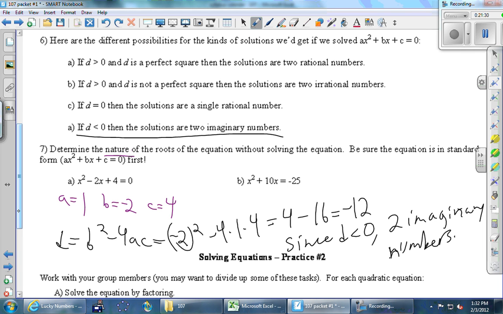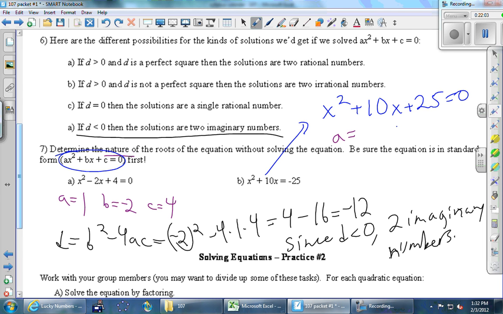Okay, and we're going to play the same game for part B. What's the one little twist before you do this discriminant business? How come? That's right. We've got to get standard form. And standard form means 0, not negative 25. That formula up above doesn't work unless it's 0. So let's add the 25 to both sides. X squared plus 10x plus 25 is 0.